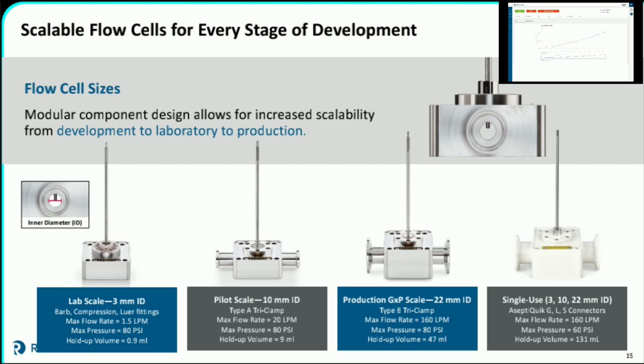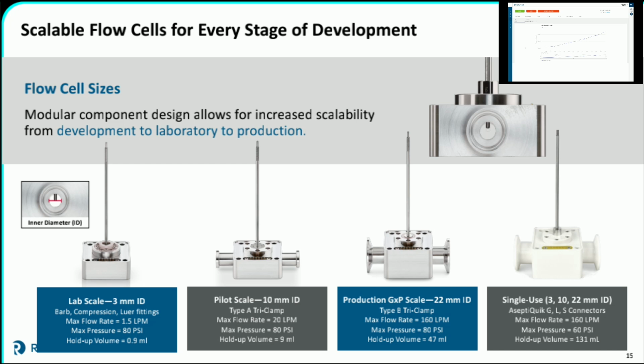So the next slide here talks about our flow cells. What you'll be seeing today is us running with the 3mm flow cell. Underneath all these flow cells, you can see what kind of fittings you have, your max flow rates, your pressures, and your hold-up volumes. So you can see here we've depicted our 3mm, 10mm, 22, basically going up from development pilot through to production scale. We also make 1.5 and 2-inch stainless steel flow cells as well.